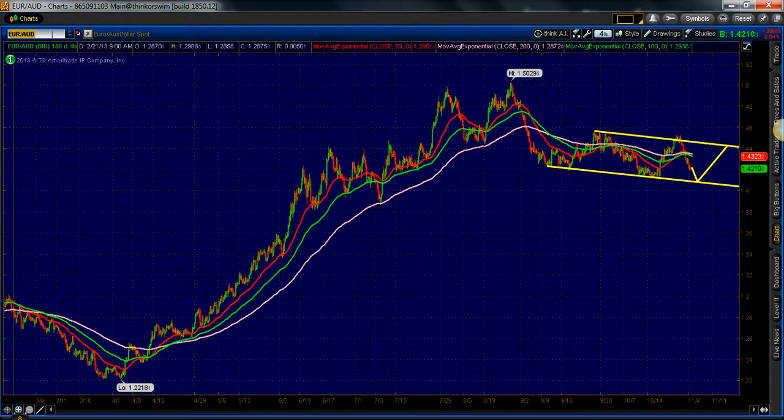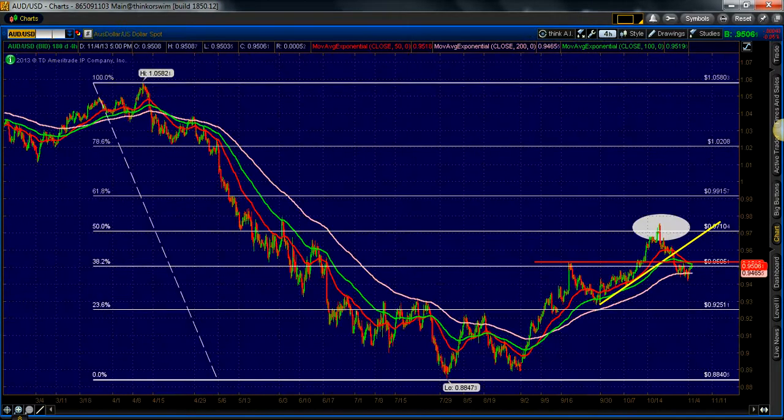I'm not expecting them to come out with anything particularly earth-shattering, though there have been some speculations that we'll see some heavy verbal intervention to try to weaken the Australian dollar. But to me, the Australian dollar is not in a materially different place than it was the last RBA meeting, so I suspect we'll just see a carbon copy of last month's statement, but certainly look for the reaction and play it accordingly.